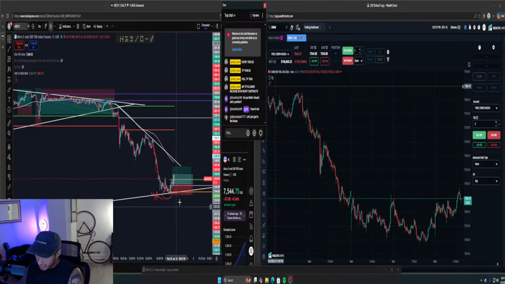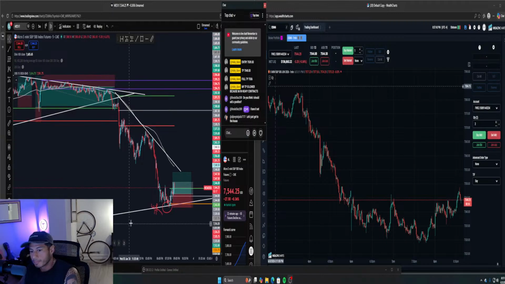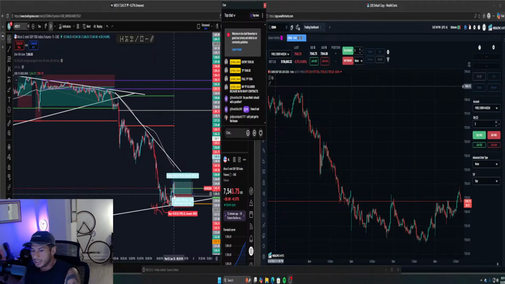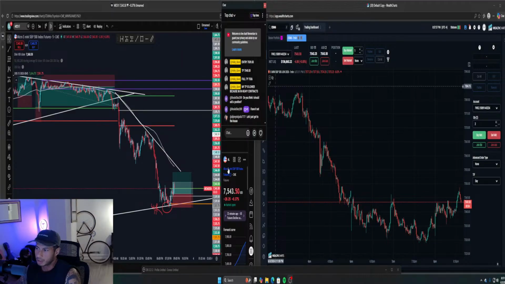The entry point was 75.39.50. I took this, Angel, off of a 4-hour trend line that I have drawn up right here. That's a 4-hour trend line. I entered here off the mid-range for the Asian session, and I went into a buy. I did 4 contracts, so I'm already out of my position. I hit my full TP for $1,800, so I'm out.